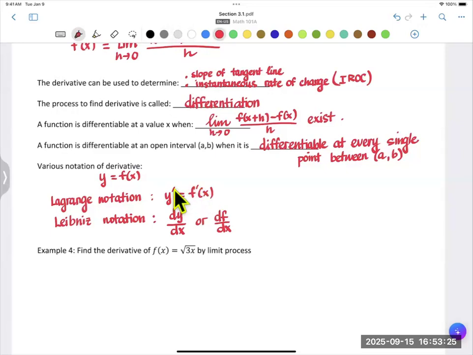The Leibniz notation is where you use dy over dx or df over dx. If you label your function as y, then the derivative will be dy over dx. If you label your function as f, then your notation will be df over dx. Okay, so the x is the variable of the function.